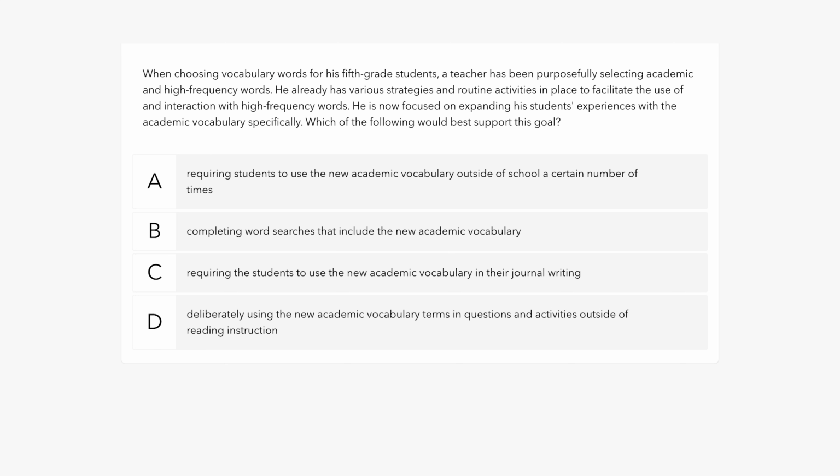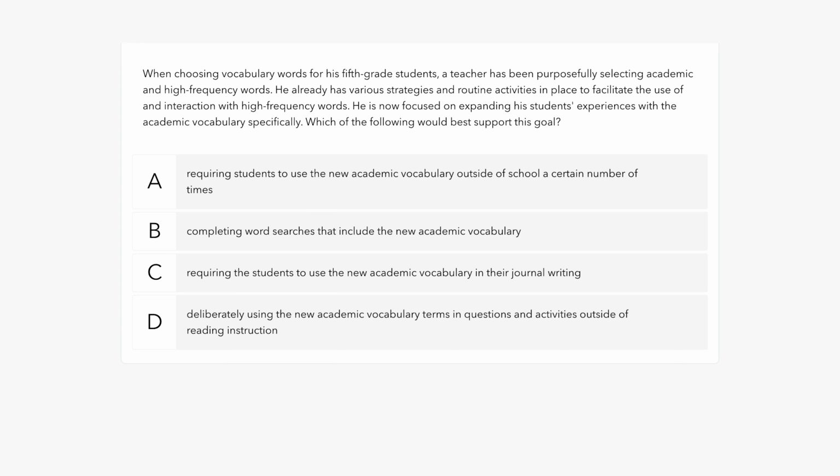What about those vocabulary and fluency questions? What do those look like? When choosing vocabulary words for his 5th grade students, a teacher has been purposely selecting academic and high-frequency words. He already has various strategies and routine activities in place to facilitate the use of and interaction with high-frequency words. He is now focused on expanding his students' experiences with the academic vocabulary specifically. Which of the following would best support this goal?